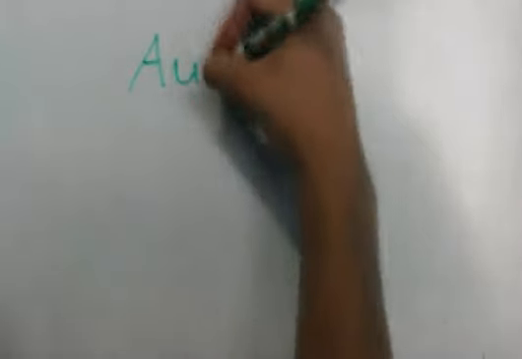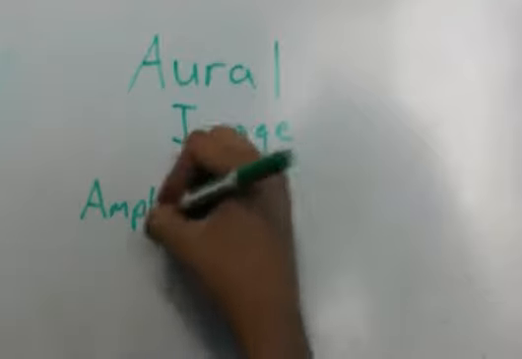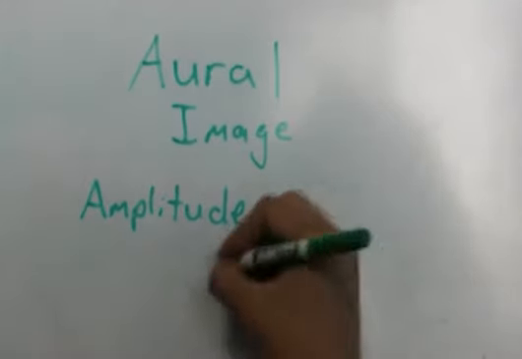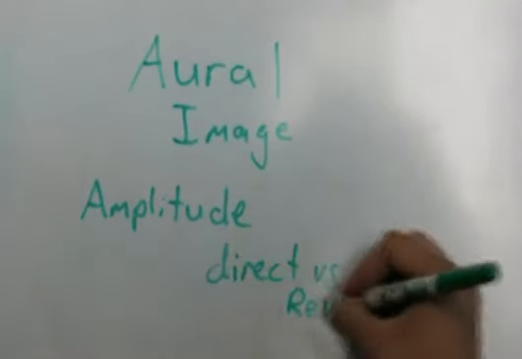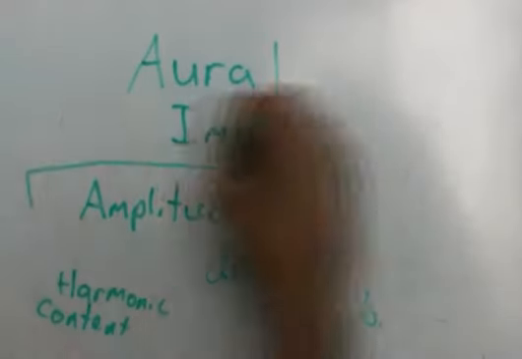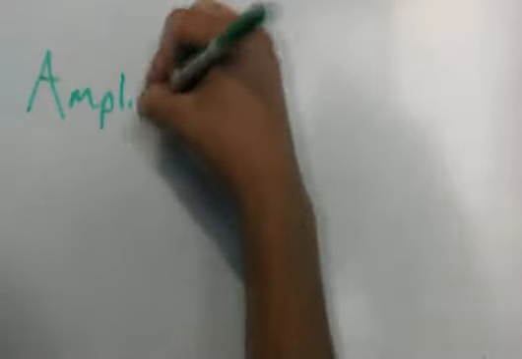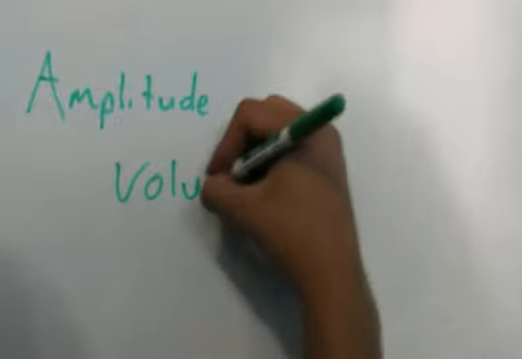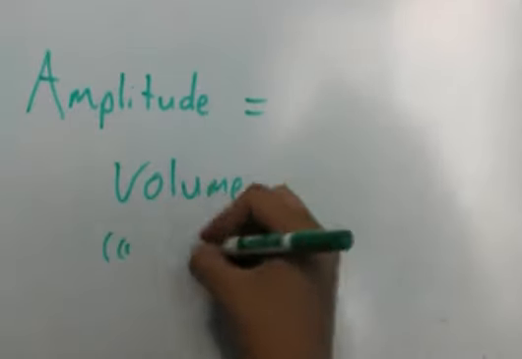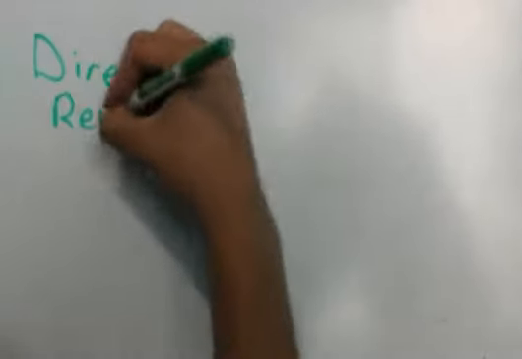An aural image is comprised of three things: amplitude, direct versus reverberant sound, and harmonic content. Let's talk a bit about each of these. Amplitude is very straightforward. It's simply volume. Soft and loud sound. You already know this. You're a smart gal. Likewise, direct and reverberation sound is very familiar.